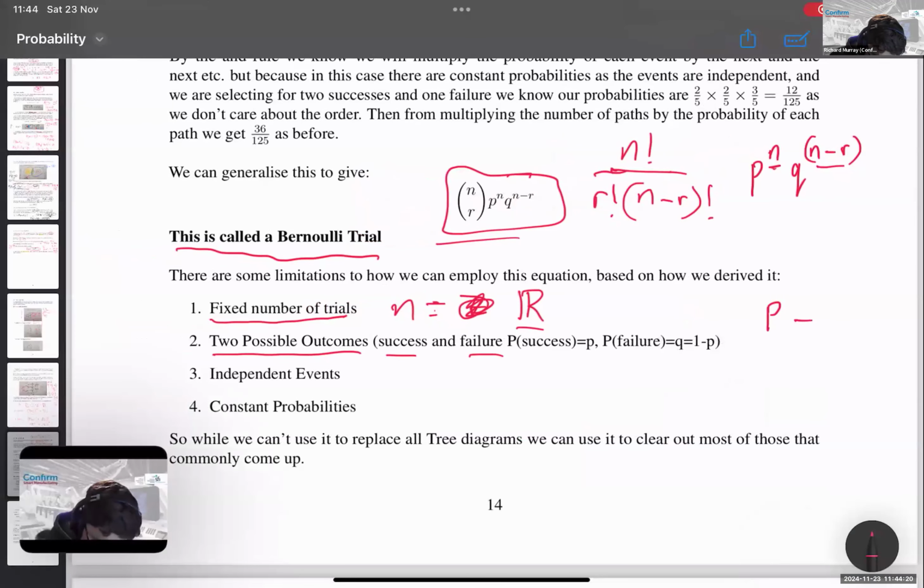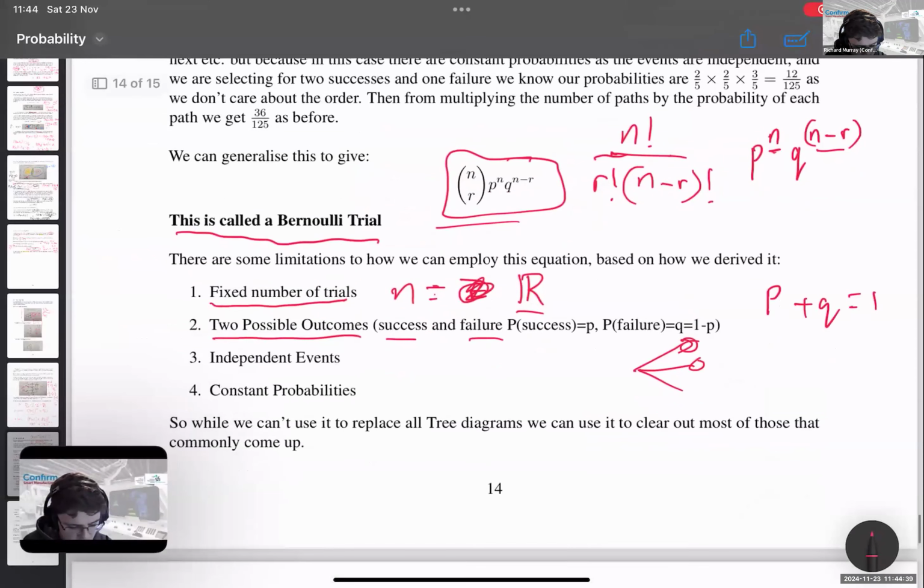P plus Q must equal 1. So we can't have two probabilities that don't sum up to 1. In other words, we can't have three cases, but we're only looking at two of these options because our assumption was that these two have to be equal to the total possible outcomes of our system.